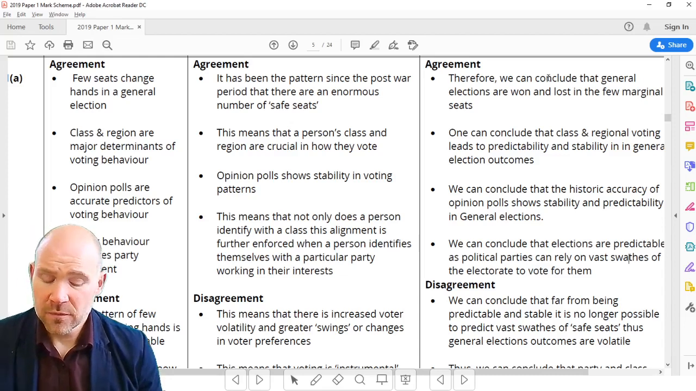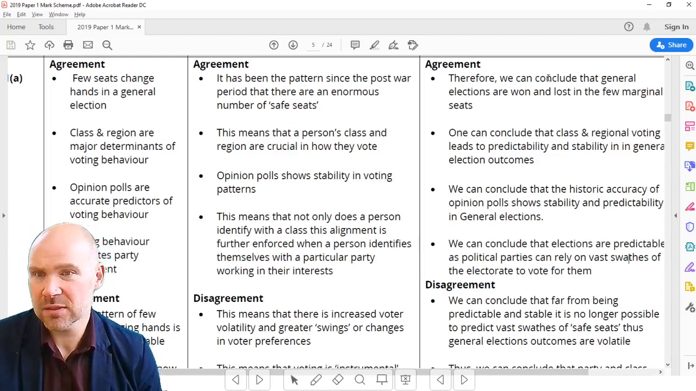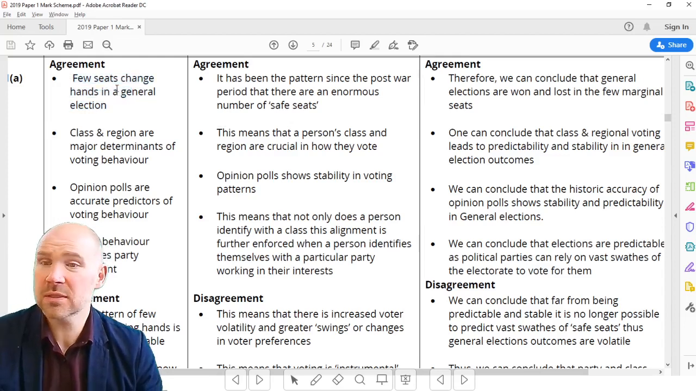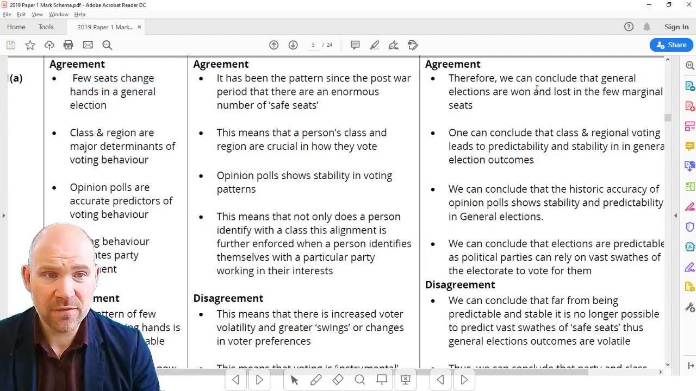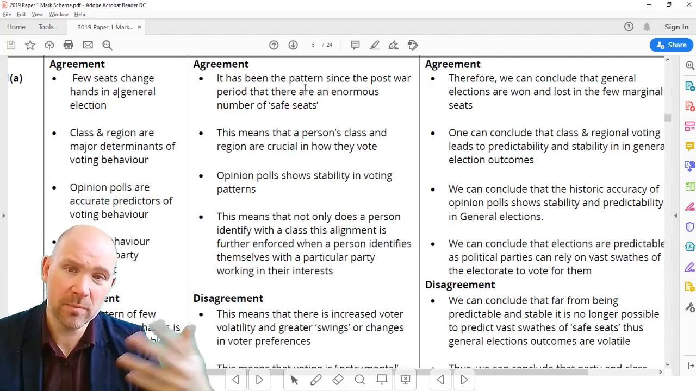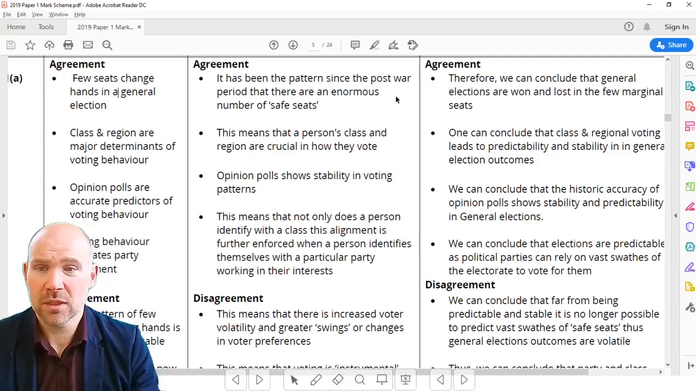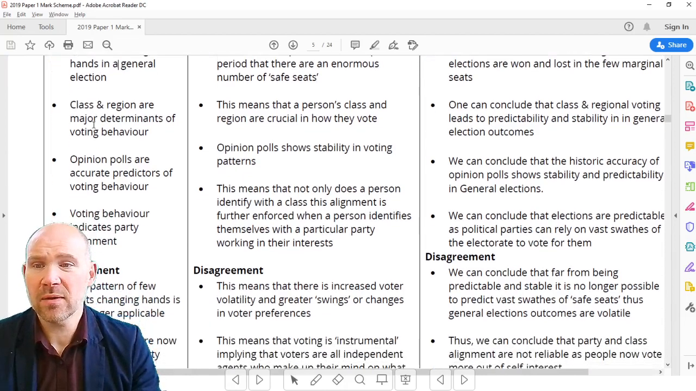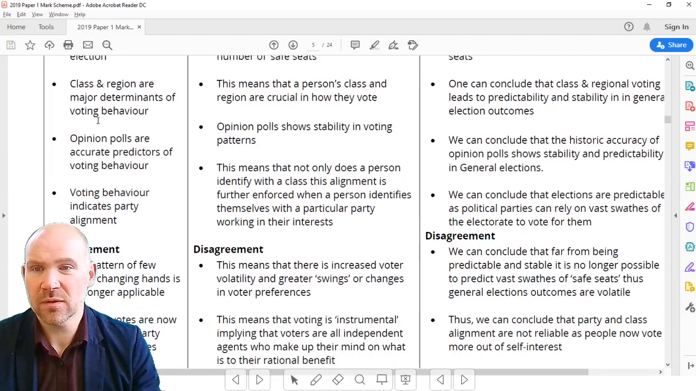So first of all, let's say, yes, they are stable and predictable. Well, why? Because few seats change hands in a general election. Why? Because there's safe seats. Therefore, we can say that actually general elections are only won and lost in a few marginal seats. You see how that pattern goes across there? So only a few seats change hands. Why? Because analysis, what's the conclusion of that? Class and region are the major determinants of voting behaviour.